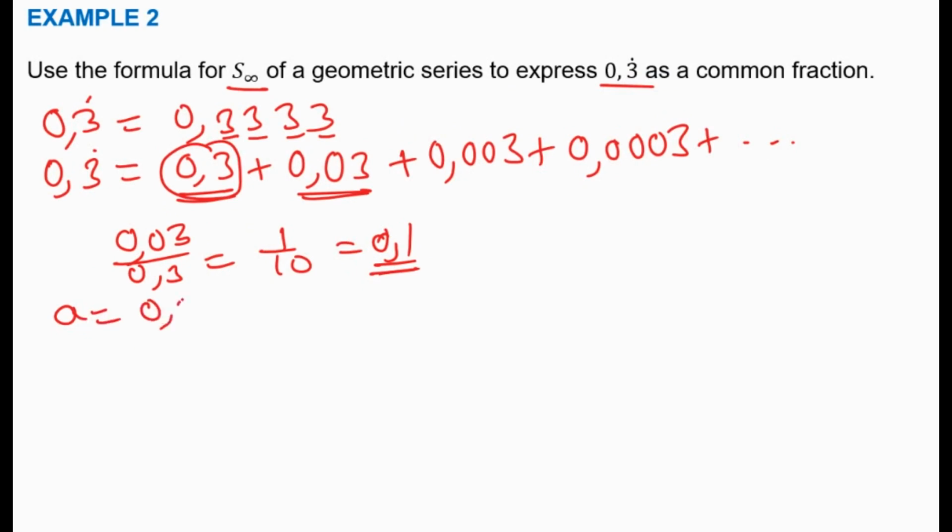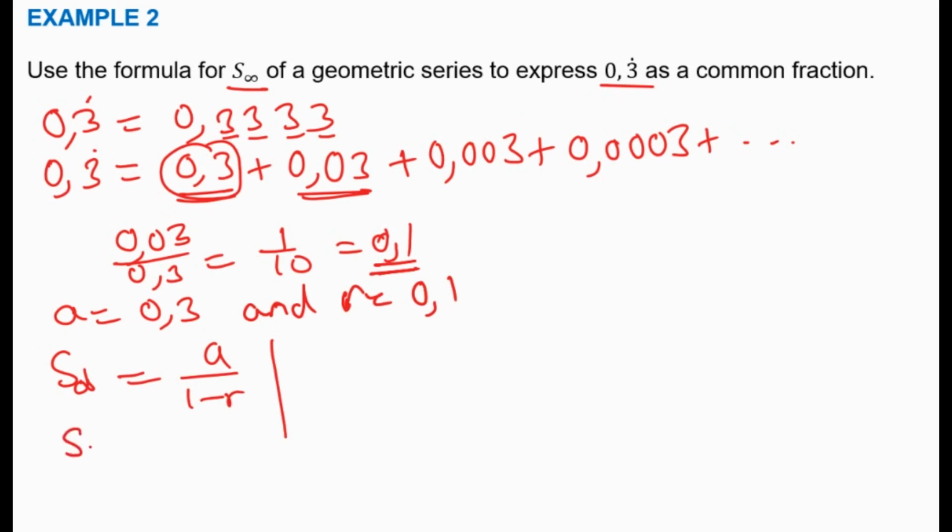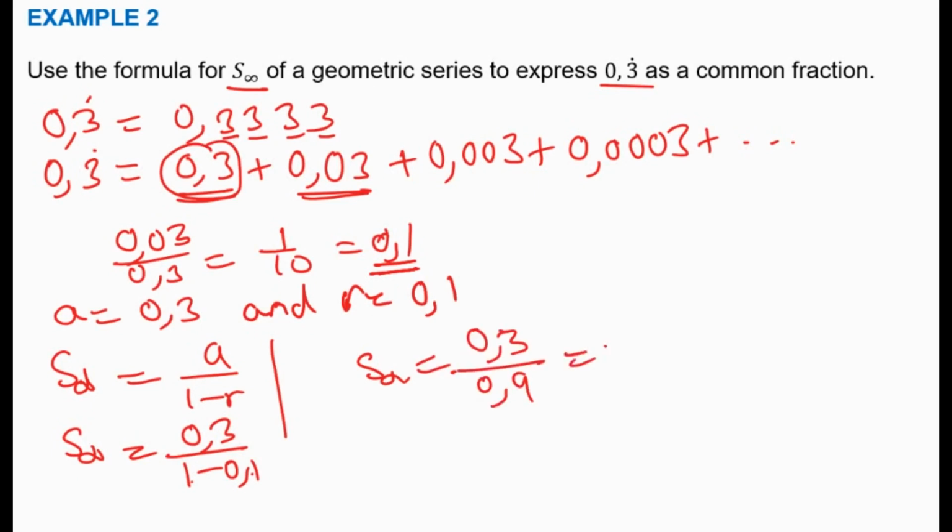A is equal to 0,3 and R is equal to 0,1. Then sum to infinity is equal to A over 1 minus R, which is 0,3 over 1 minus 0,1. 1 minus 0,1 is 0,9. So sum to infinity is equal to 0,3 over 0,9, which is like 3 over 9, which reduces to 1 over 3. Therefore, 0,3 recurring is equal to 1 over 3.